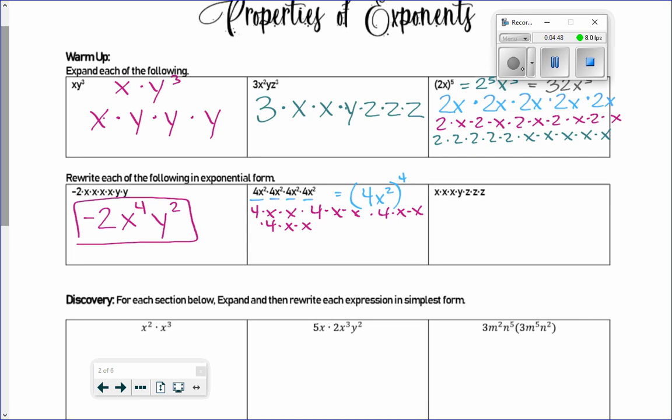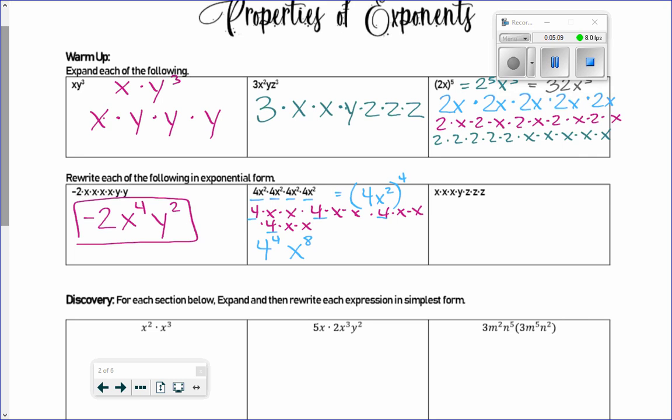Okay, so we have it all expanded out. I could rewrite it with all my 4's together, and then my x's, but I'm not going to do that. How many 4's do I have? 4. So how can I write that? 4 to the power of 4. And then how many x's do I have? 8. So x to the power of 8.